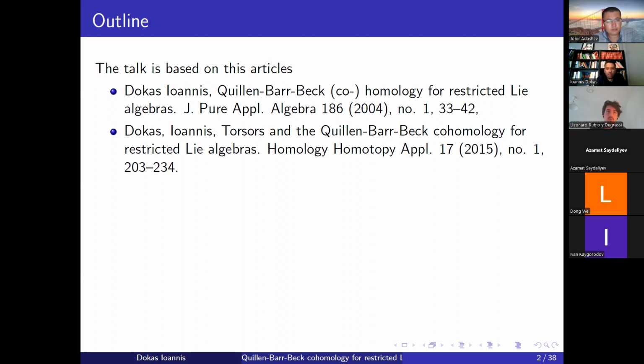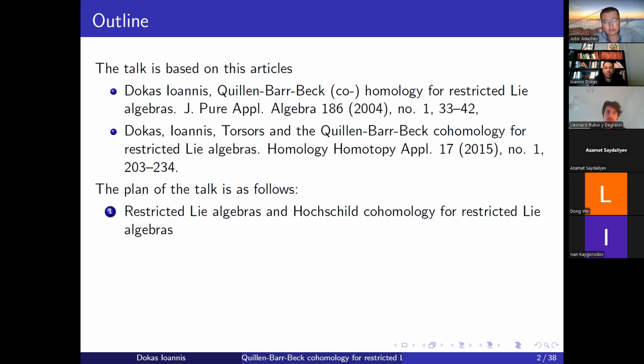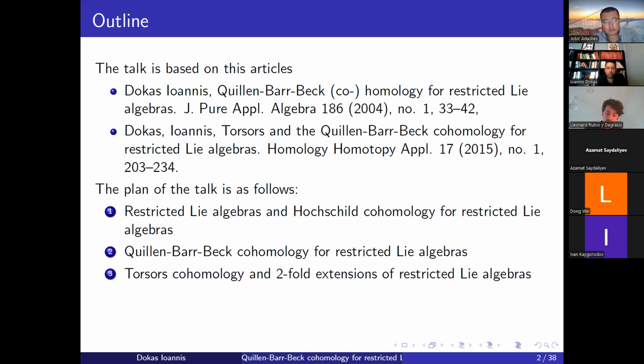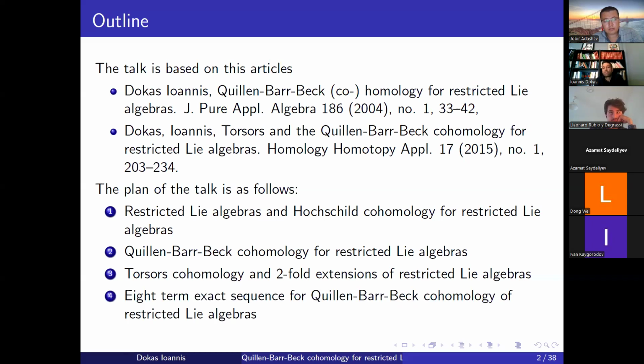The talk will be based on these two articles. So proofs, details, and references can be found in these two articles. The plan of the talk is as follows. First, I will talk about restricted Lie algebras and give the necessary background for Hochschild cohomology in order to define Hochschild cohomology. Then speak about Quillen-Barr-Beck cohomology and define Quillen-Barr-Beck cohomology for restricted Lie algebras. Next, speak about torsors cohomology, give some elements from this theory, and speak about twofold extensions of restricted Lie algebras. And finally, establish an exact sequence for the Quillen-Barr-Beck cohomology of restricted Lie algebras.